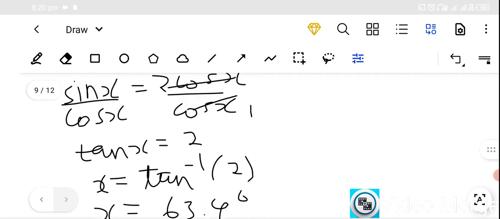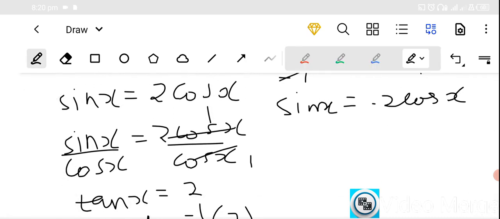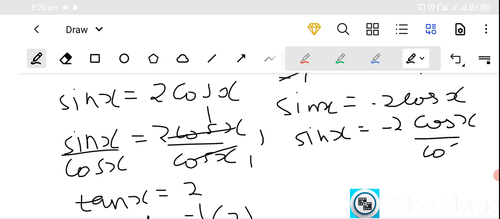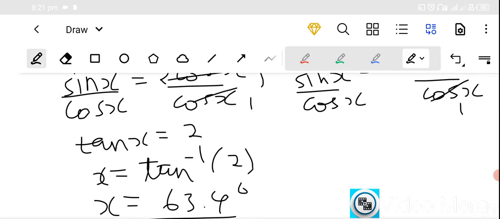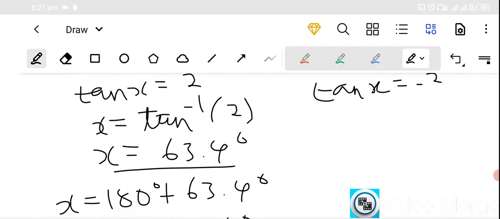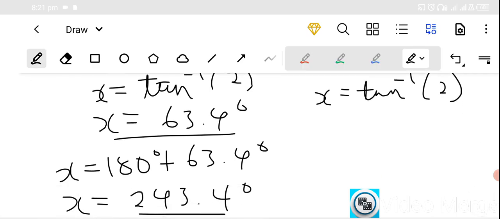So those are the two solutions for that particular function. So again, we say sine x is equal to negative 2 cos x. So we are dividing by cos x. Cos x, we are going to remain with negative 2, and then you're going to have tan x is equal to negative 2, x is equal to tan inverse of positive 2. So when taking the tan inverse, we disregard the negative 2.